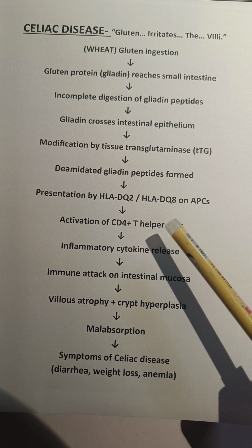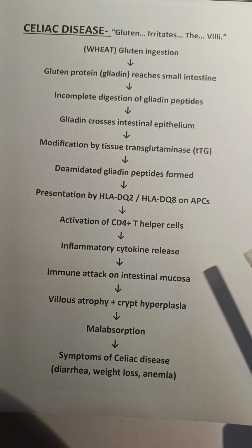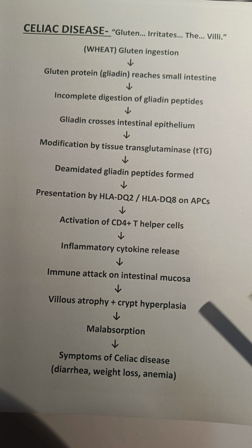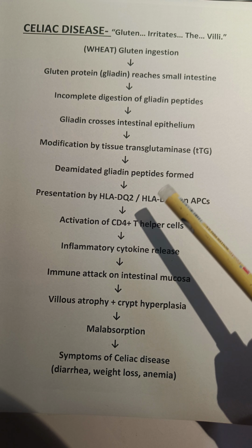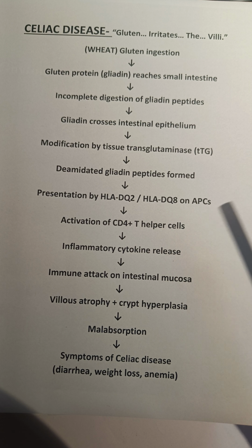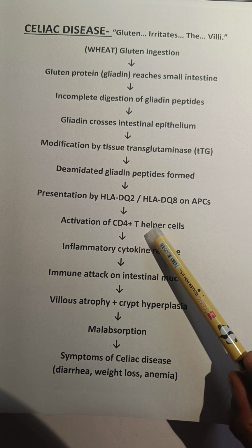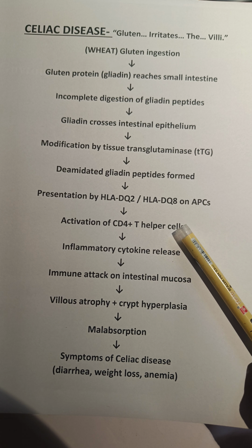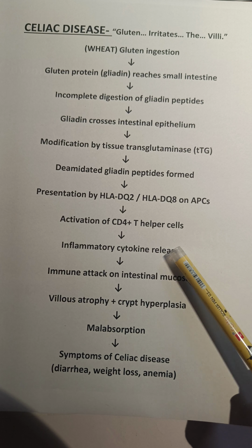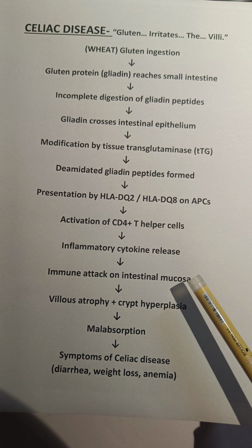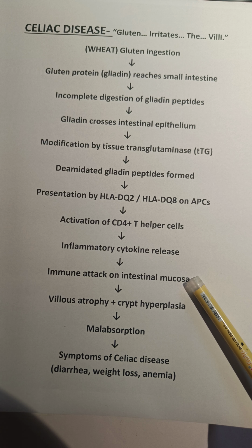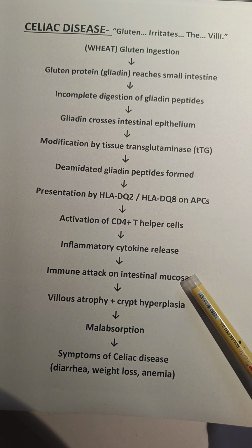Remember, HLA-DQ2 and HLA-DQ8 are the proteins present on the antigen presenting cells, and the deamidated gliadin peptides are presented along with these molecules. That leads to activation of CD4 helper T cells. These helper T cells release inflammatory cytokines, and these cytokines start damaging the intestinal mucosa. So there is an immune attack on the intestinal mucosa.